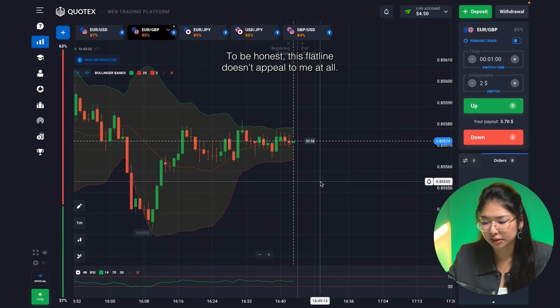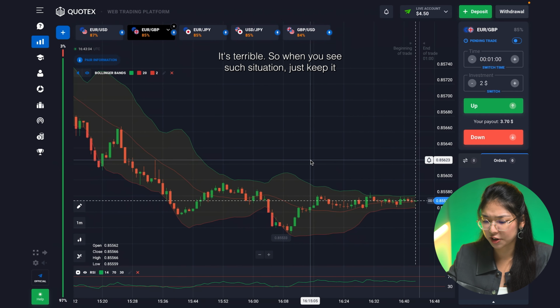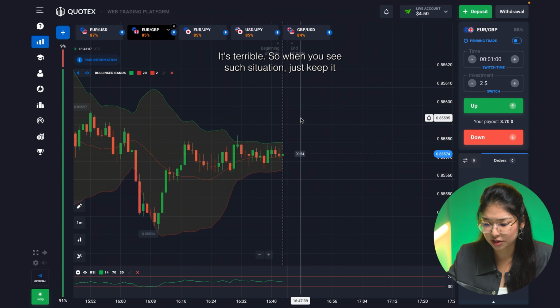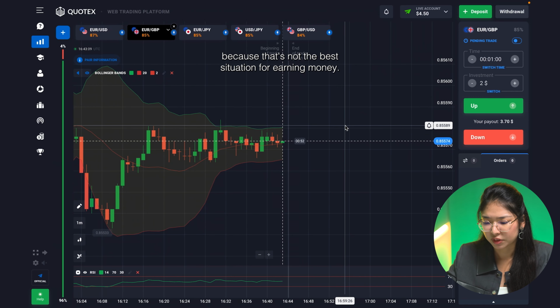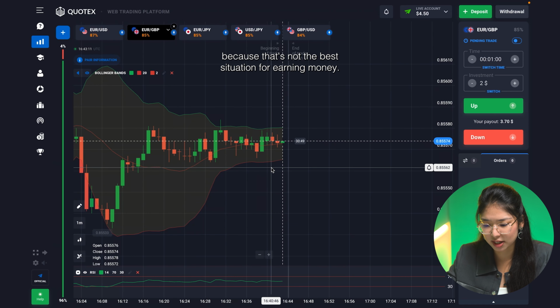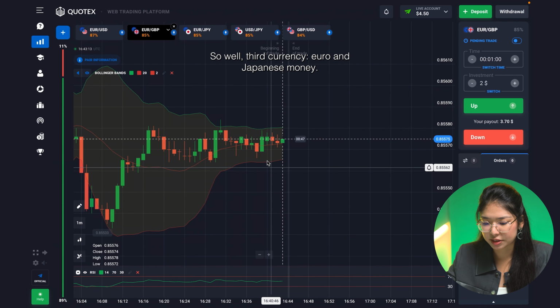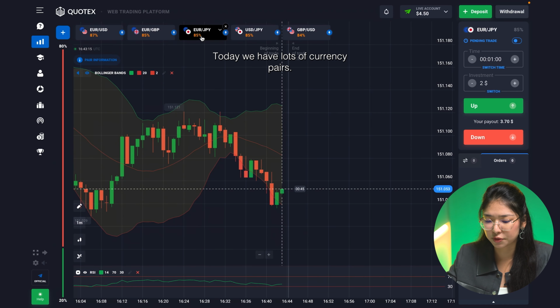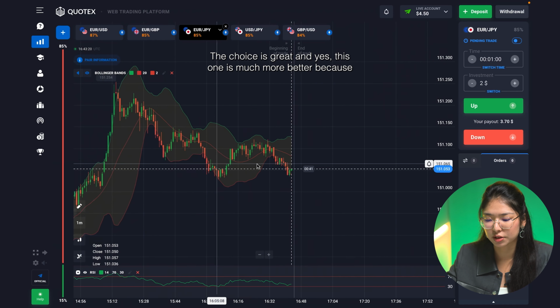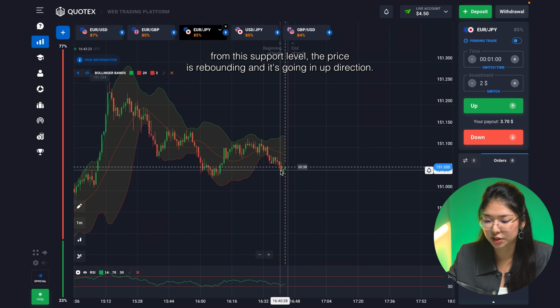So well, what about the situation? To be honest, the flat line doesn't appeal to me at all. It's terrible, and when you see such a situation, just skip it, because it's not the best situation for earning money. And well, third currency, euro and Japanese yen. Today we have lots of currency pairs. The choice is great, and yes, this one is better because from this support level the price is rebounding and going in the up direction.